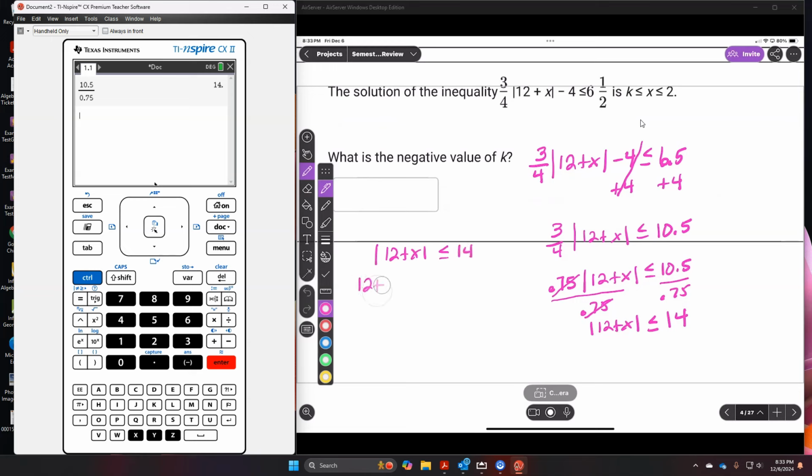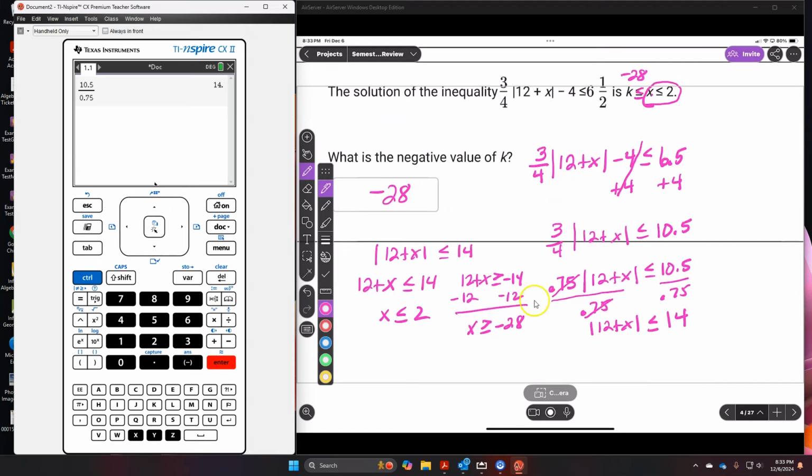So it's 12 plus x is less than or equal to 14, and 12 plus x is greater than or equal to negative 14. So we have x is less than or equal to 2. Isn't that right here? X is less than or equal to 2. And then the other one, we subtract 12. So you have x is greater than or equal to negative 28. So the answer is, what is the negative value of k? So it's negative 28.